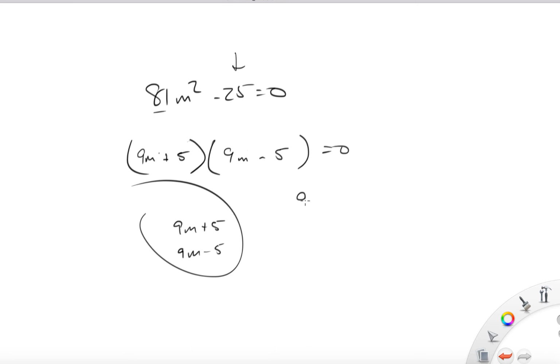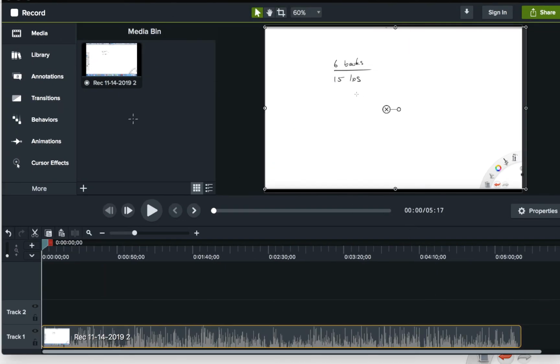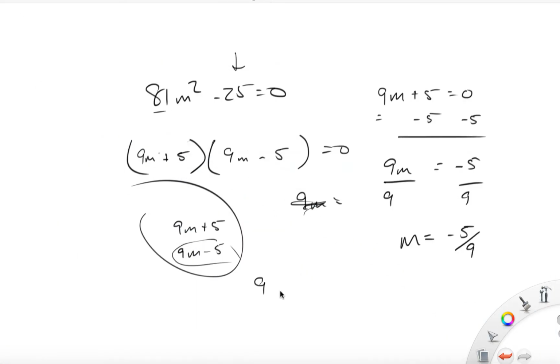Now, what can we solve for that? Well, if 9m plus 5 equals 0, we can figure out what m is. We can subtract 5 from this side, subtract 5 from this side. We're left with 9m equals negative 5. We divide by 9, m equals negative 5 over 9. Well, that's using this one. What about this one? Well, same thing. You'll notice that it's going to be the exact opposite.